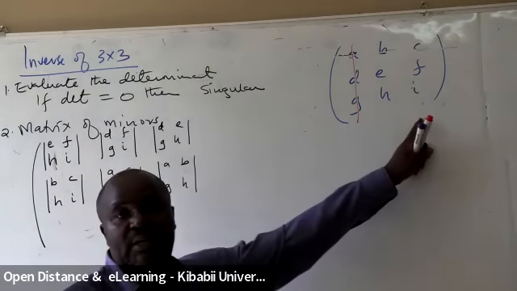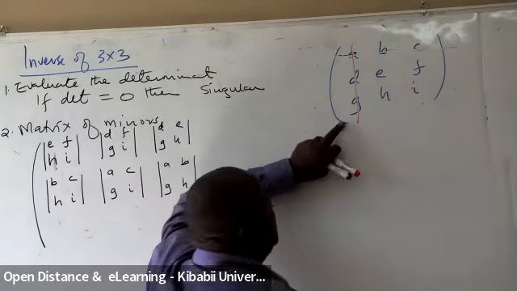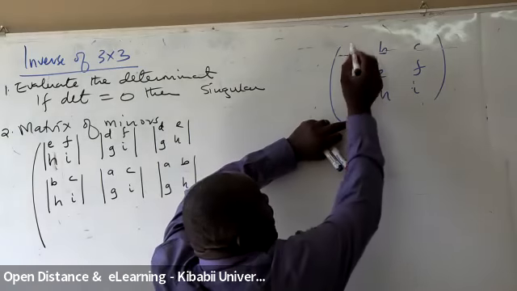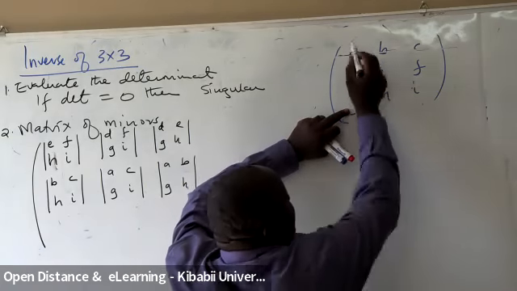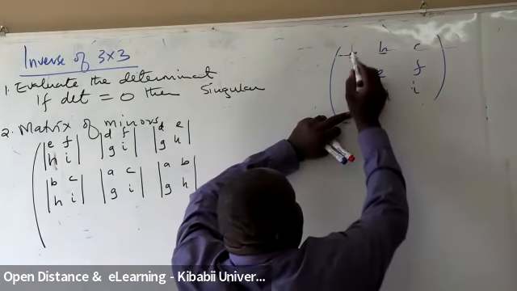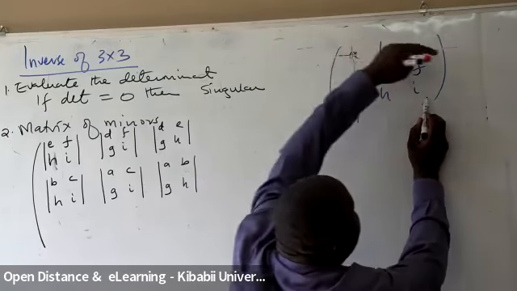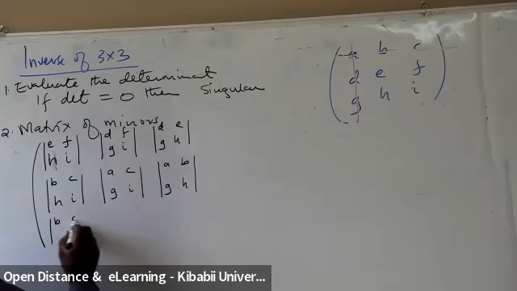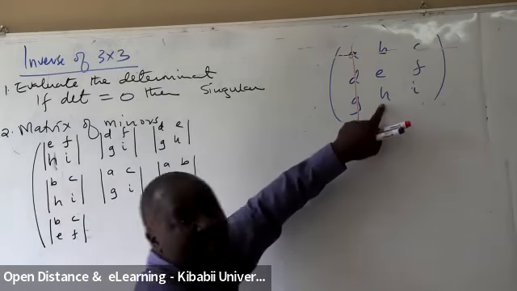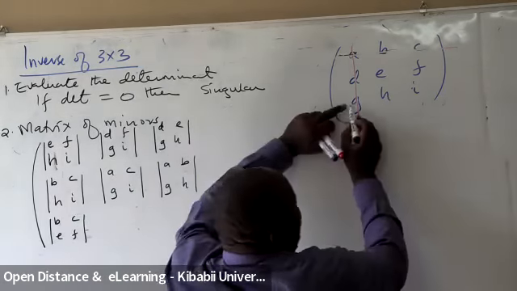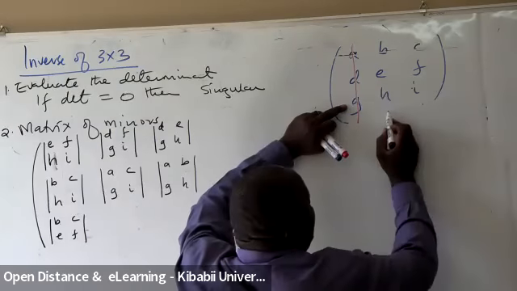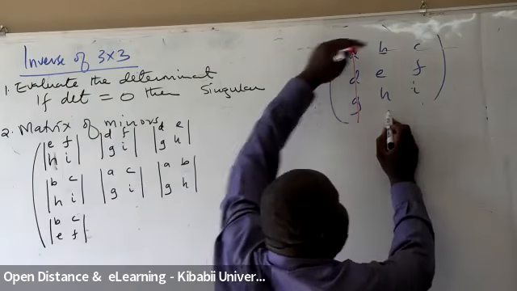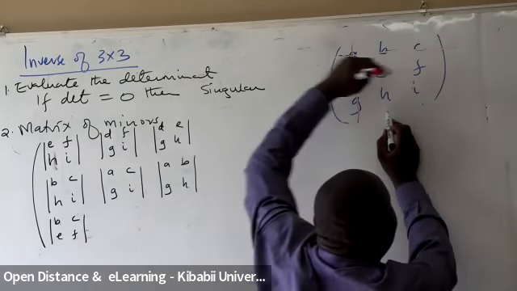Then I do row 3, element G. Element G is on row 3, column 1. Deleting that leaves me with B, C, E, F. I go to H. H is in row 3, column 2. Deleting that gives me A, C, D, F.